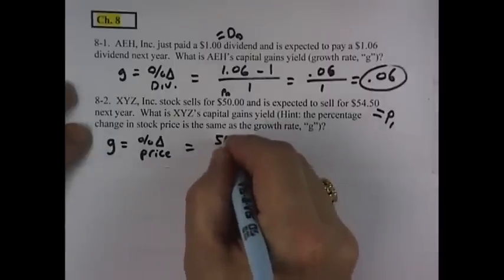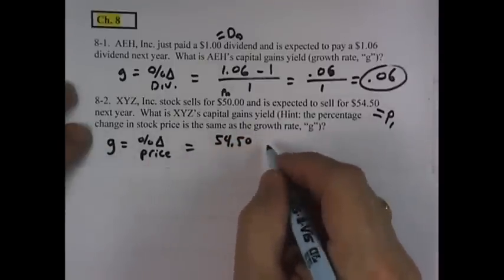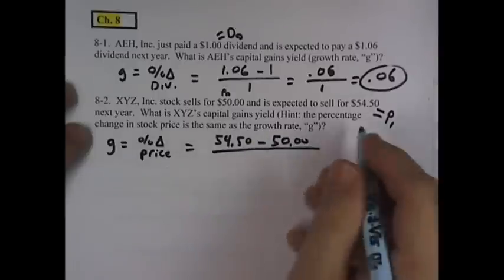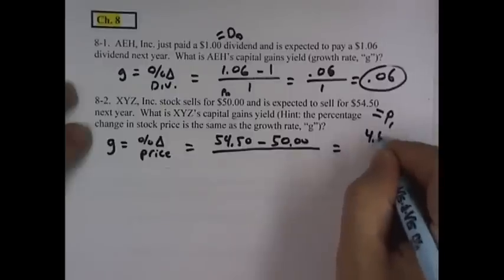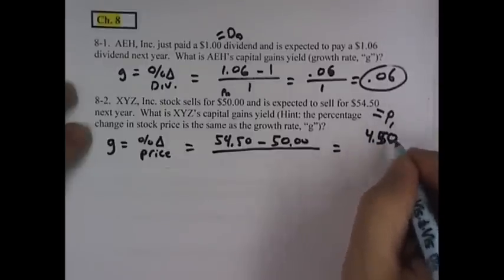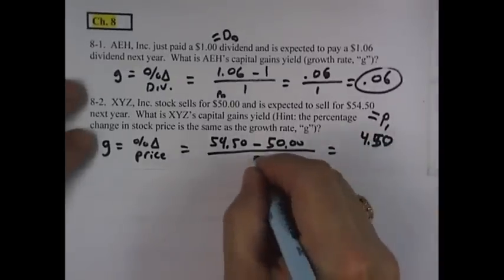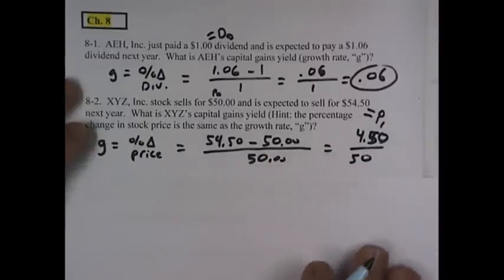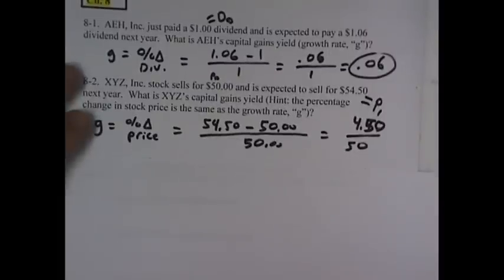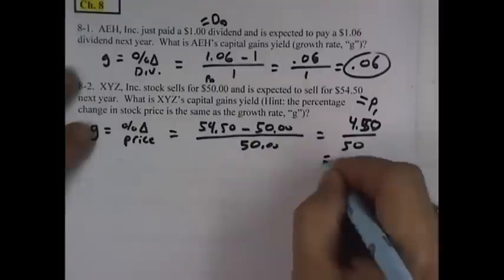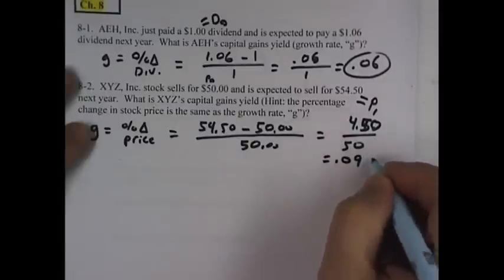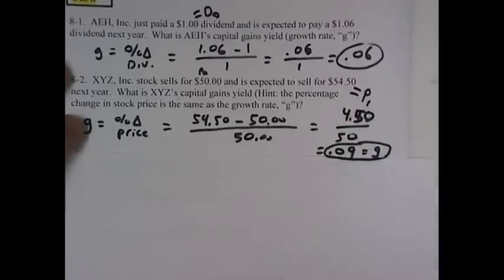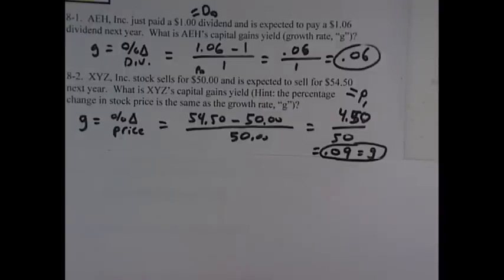So if the stock sells for $54.50 1 year from now, and it sells for $50 today, then the stock price is expected to go up by $4.50 on a $50 share price. So the $4.50 increase on the $50 share price is 9%, and that is the growth rate or capital gains yield of 9%.